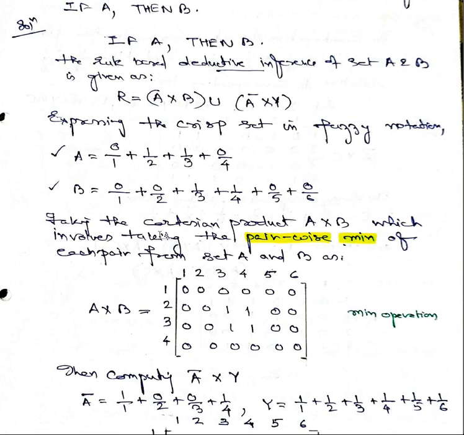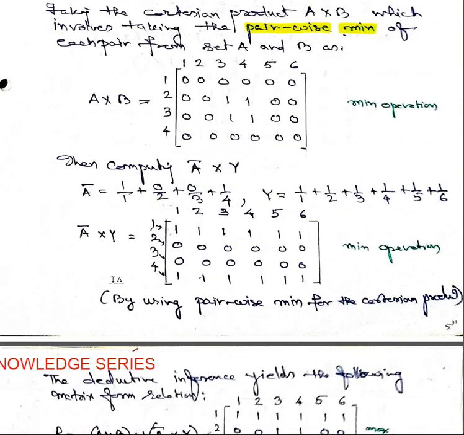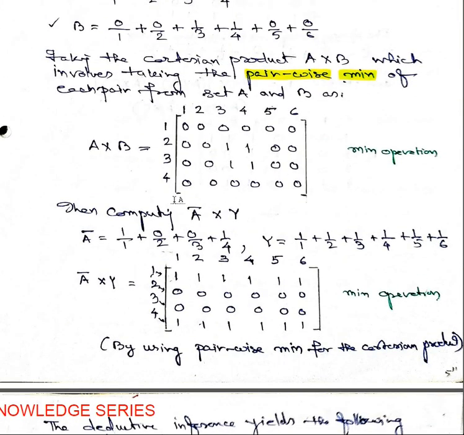Like that we do. Similarly, we go from 2 to 1, 3 to 1 for all, 4 to 1, 4 to 2, 4 to 3, like this. Like that we find the minimum value. And then we do the counting A cross Y.